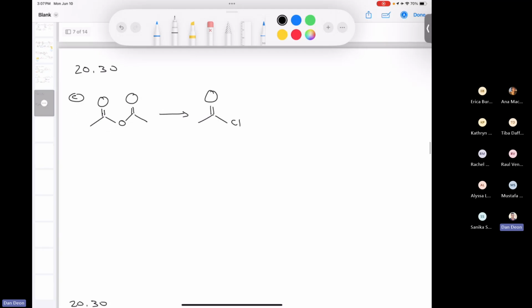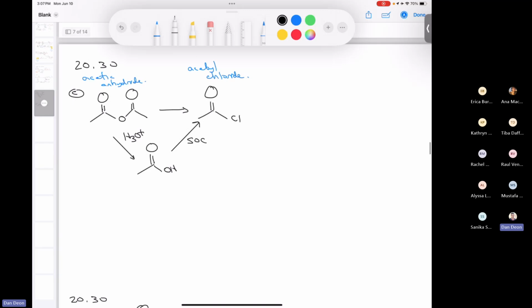The next one, we're taking acetic anhydride. So this is acetic anhydride, and we're going to convert that to acetyl chloride, or you could call it ethanoyl chloride. Either way is fine. We talked about the hydrolysis of acetic anhydride just by treating it with H3O plus, so aqueous acid, and that's going to blow it apart to give us acetic acid. And then all we have to do is convert that to the acid chloride using thionyl chloride.